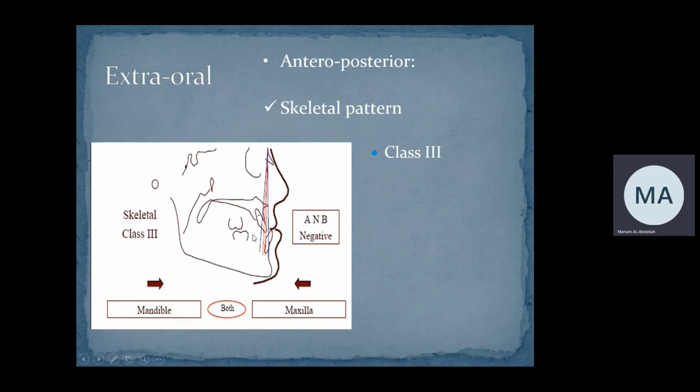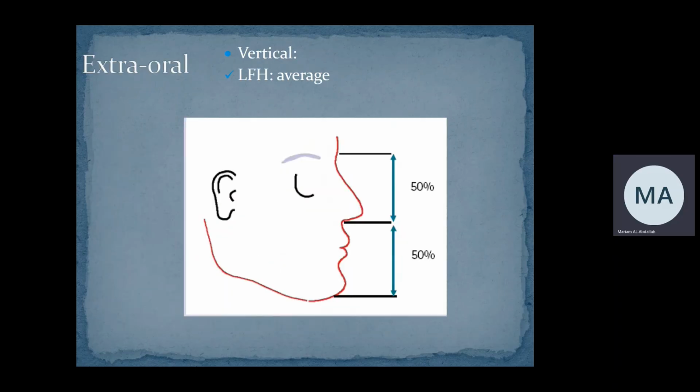If the maxilla is retrognathic and/or the mandible is prognathic, then this is called a Class 3 skeletal pattern. Okay, so you just need to focus on the basic terminologies. Vertical proportions: usually the mid-face and the lower face should be around 50-50 to call this a normal vertical relationship.